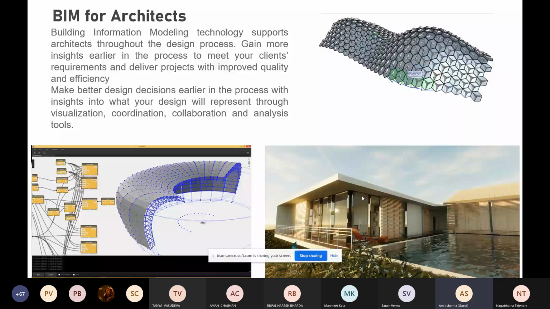You can do energy analysis. You can change your design according to that. You can do wind analysis. You can change your design according to that. So all of the BIM tools help architects a lot to make the design decisions, to make the building more efficient in terms of cost or time.